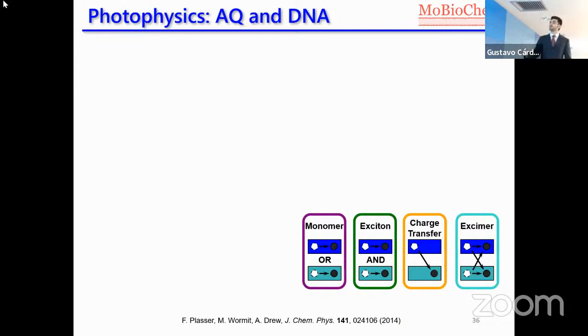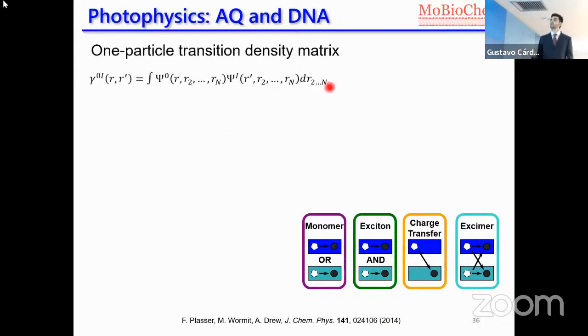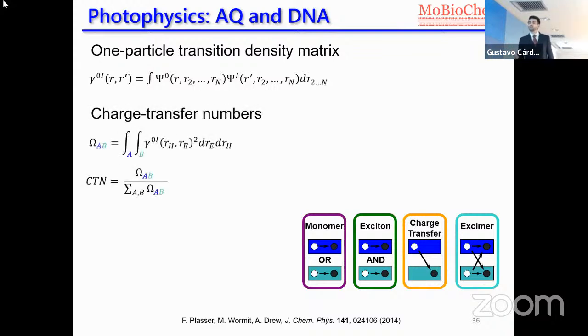So more into the details, what they did was to consider the one particle transition density matrix, which is basically a generalization of the density matrix. Then they define some descriptors to characterize these four different excited states. The first one is the charge transfer number. It is defined in terms of this integral of the one particle transition density matrix. So here the integral tells us the probability that the hole is in region A, so in monomer A, while at the same time the electron or the particle is in region B, monomer B.